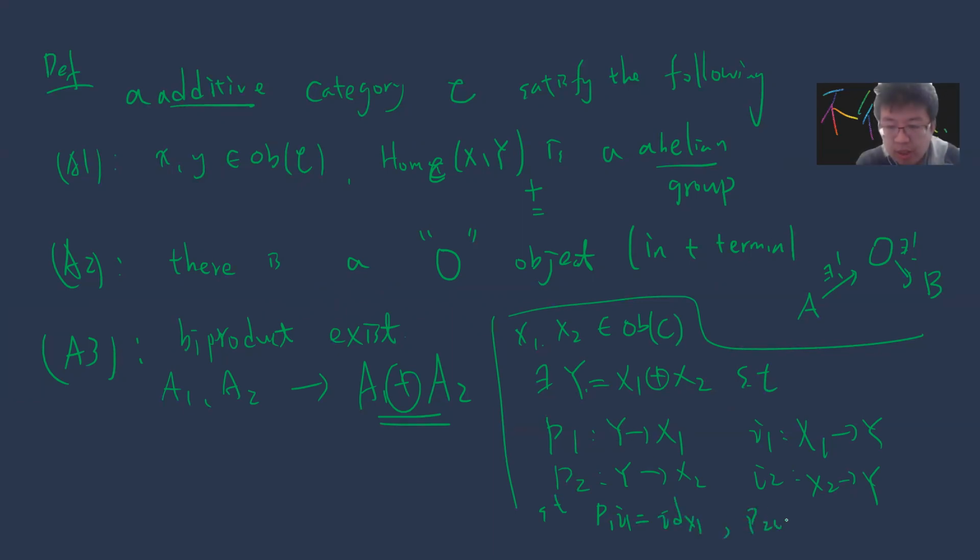And P2, I2 will be the identity on X2. And also, I1, P1 and I2, P2 will be the identity on Y. Okay, you can check for the Abelian group. I think this is very simple. Okay, and this guy is called the direct sum. So this is the direct sum.